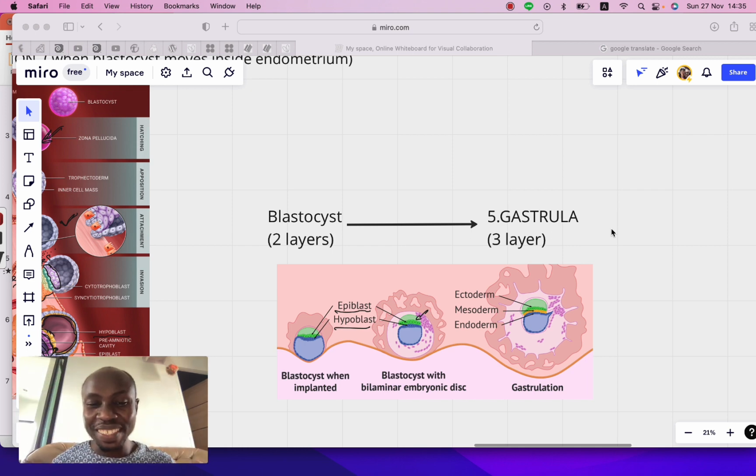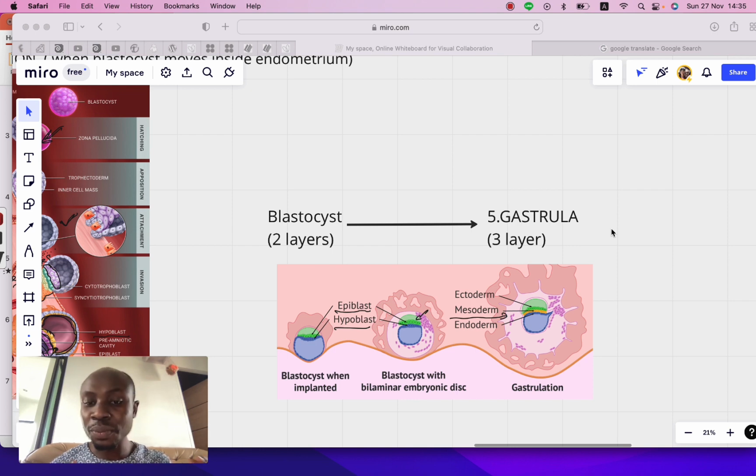What will they do? They will divide and move down. And when they divide and move down, they form a new layer, this new layer which is yellow, between the green and the blue, between the epiblast and the hypoblast. Now, we went from 2 layers, epiblast and hypoblast, to 3 layers.